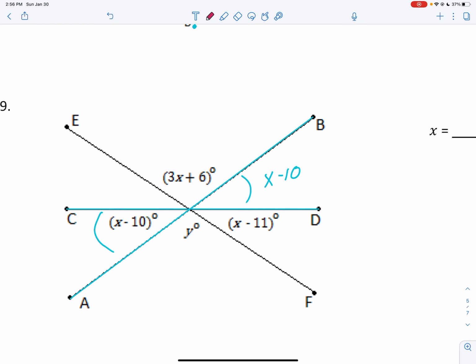And by that same logic, these two lines mean that these two are equivalent. And we like to use symbols like that to say which ones are congruent. So that's just one thing that I'm going to start doing a little bit more here. So that means that this one has to be x minus 11.